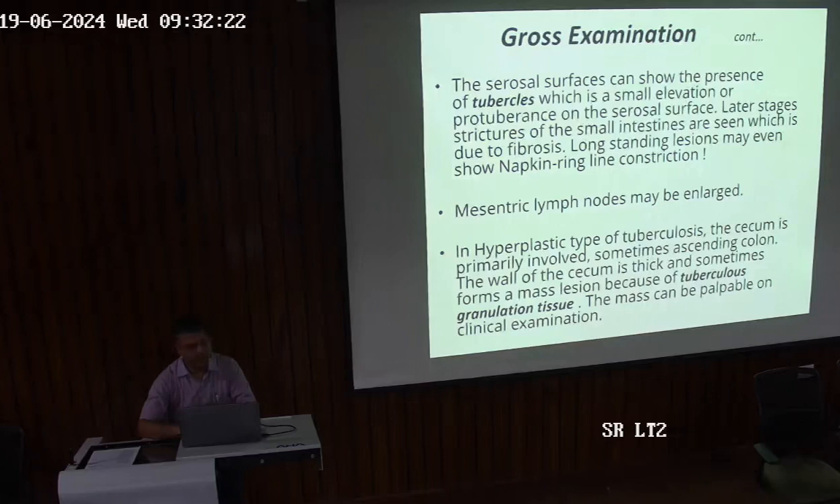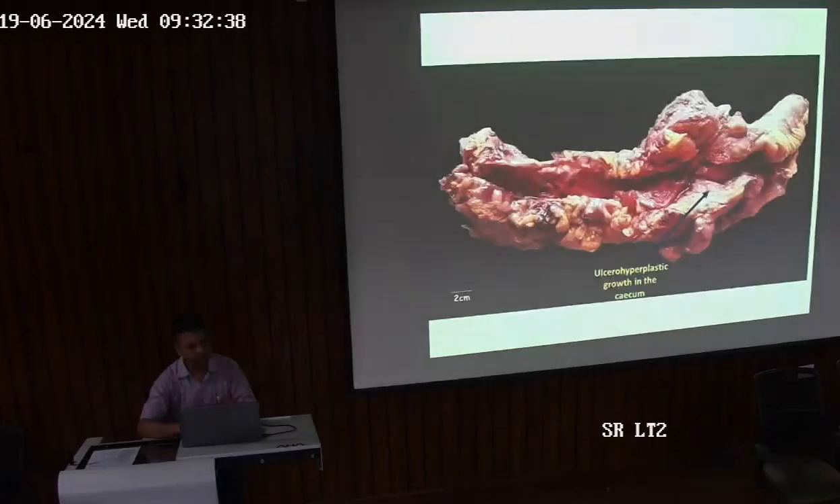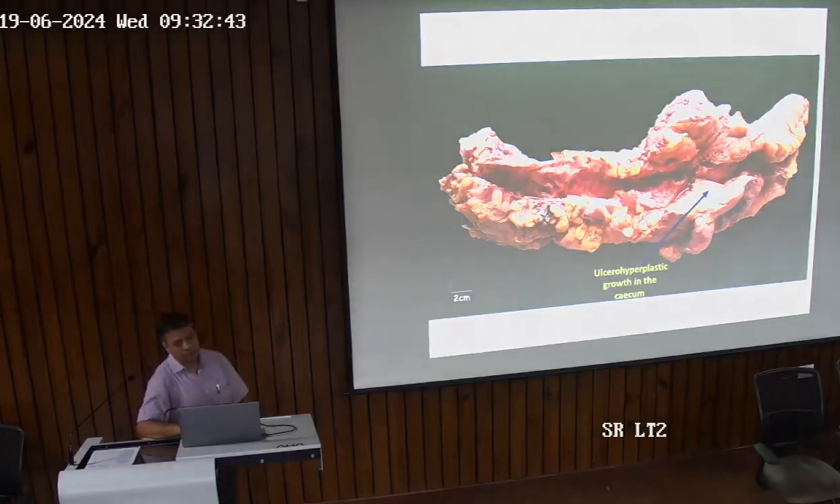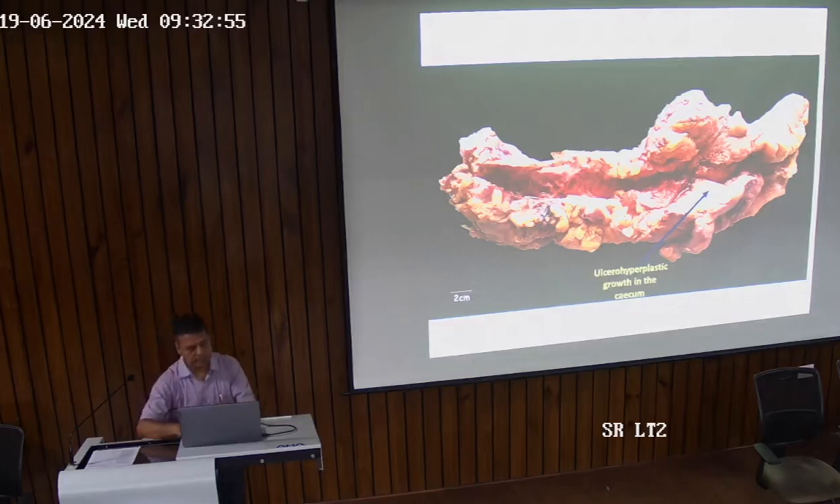Mesenteric lymph nodes are enlarged, and in the hyperplastic type of tuberculosis, the cecum is primarily involved, sometimes the ascending colon. The wall of the cecum is thick and sometimes forms a mass lesion because of the granulation tissue, which can be palpated through per-abdominal examination. So this is a mixture of ulcero-hyperplastic lesion in the cecum. The ulcer is present at the site of the arrow, and we can see the thickened wall of the intestine. So it is an ulcero-hyperplastic type of growth in the cecum.